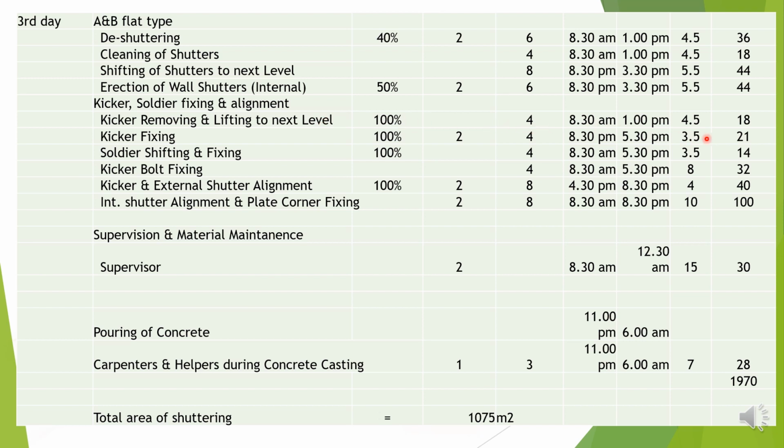Kicker removing and lifting to the next level, that is 100 percentage of 4 helpers, 4.5 hours each, 18 hours. Kicker fixing 2 carpenter and 4 helpers, 3.5 hours each, 21 hours. Soldier fitting and fixing 100 percentage job, 4 helpers, 3.5 hours, that is 14 hours. Kicker bolt fixing 4 helpers, 8 hours, that is 32 hours.